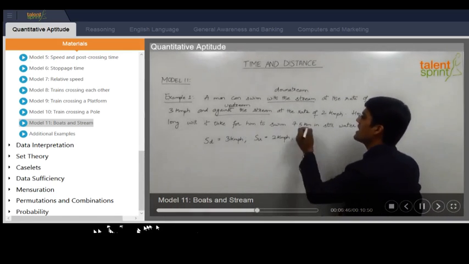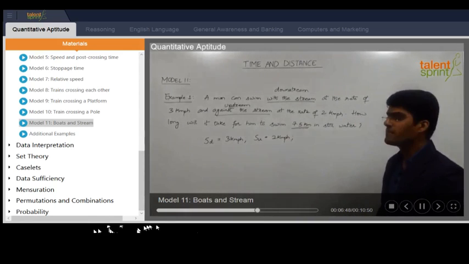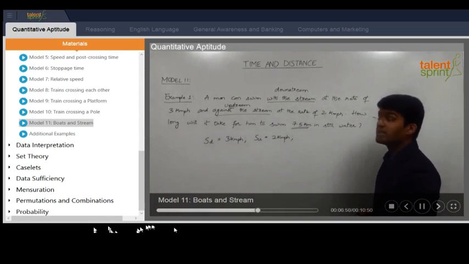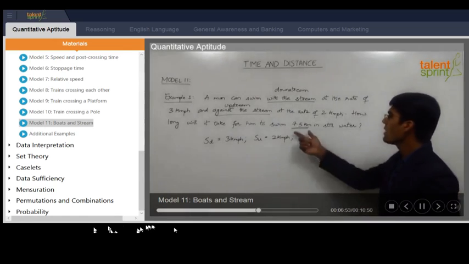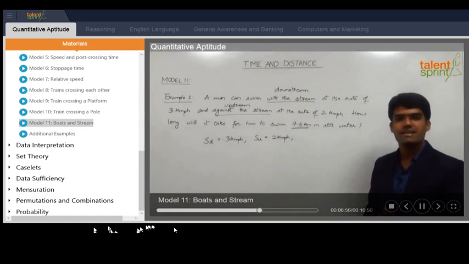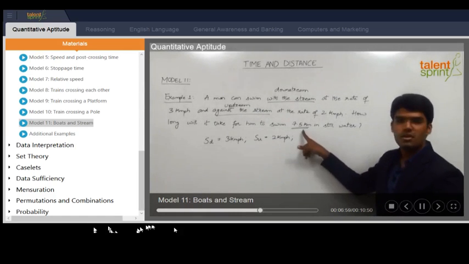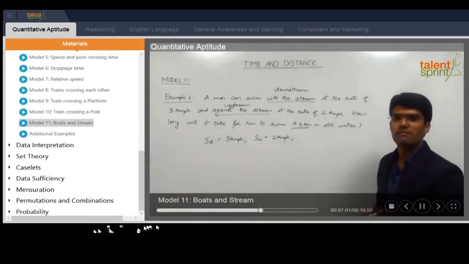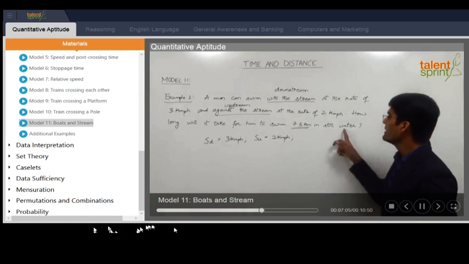How long will it take for him to swim 7.5 kilometers in still water? So the distance which he has to swim is 7.5 kilometers, and we need to find out the time required by the man to cover this distance. We know that to find the time, we should have the distance and the speed. Distance is already specified in the question, that is 7.5 kilometers. Now the only thing required is the speed of the man in still water.